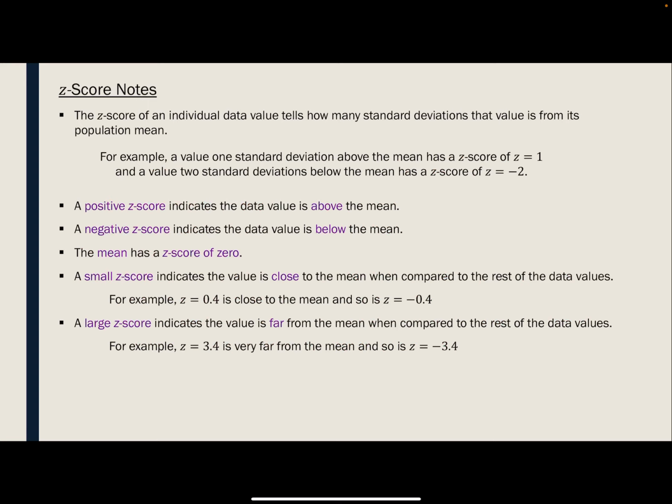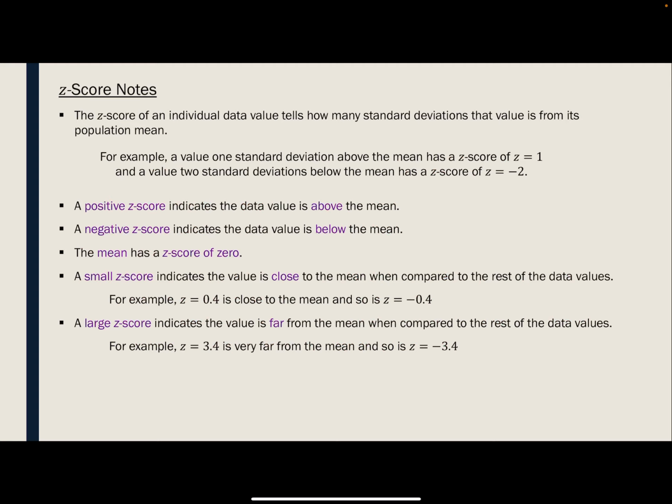So a few notes on z-scores. First of all, if it's a positive z-score, it's above the mean. If it's a negative z-score, it's below the mean. If you have a z-score of 0, that means that your data value is exactly the same as the mean. And the z-score gives the number of standard deviations. So a z-score of 1 means that it's 1 standard deviation above the mean. A z-score of -2 would be 2 standard deviations below the mean.